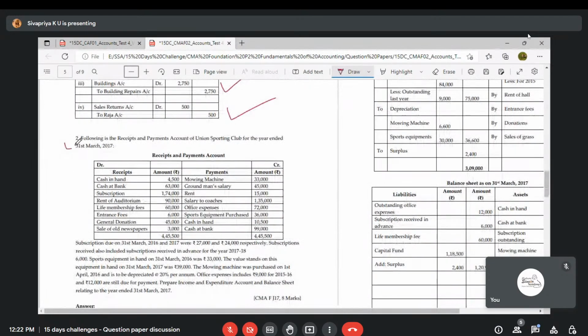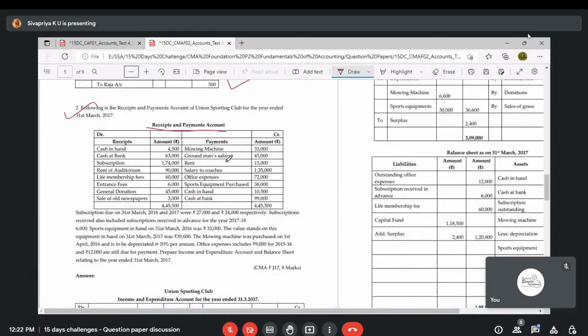Question number 2. The following is the receipts and payments account of Union Sports Club for the year ended 31st March. They have given all the details in the receipts and payments account, including the subscription details. Sports equipment in hand is 33,000. The value stands on 31st March. Closing balance 39,000 is given. Mowing machine was purchased and depreciation 20%. Office expenses include 9,000 and 12,000 which are still due for payment. And you have to prepare the income and expenditure account for this year.